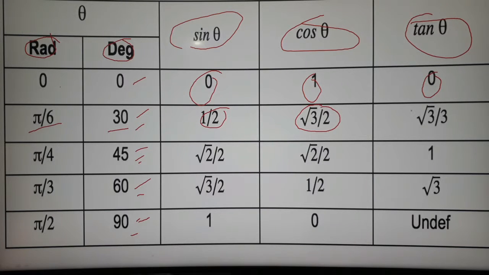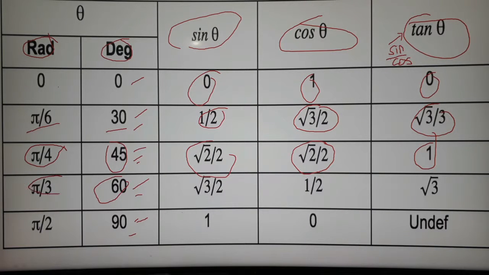30 degrees, or pi over 6, has sine 1/2, cosine square root of 3 over 2. Pi over 4, or 45 degrees, has square root 2 over 2, square root 2 over 2, and 1. And pi over 3, which is 60 degrees, has square root 3 over 2, 1/2, and square root of 3. Then pi over 2, or 90 degrees, has sine 1, cosine 0, and tangent undefined, because 1 over 0 cannot be.